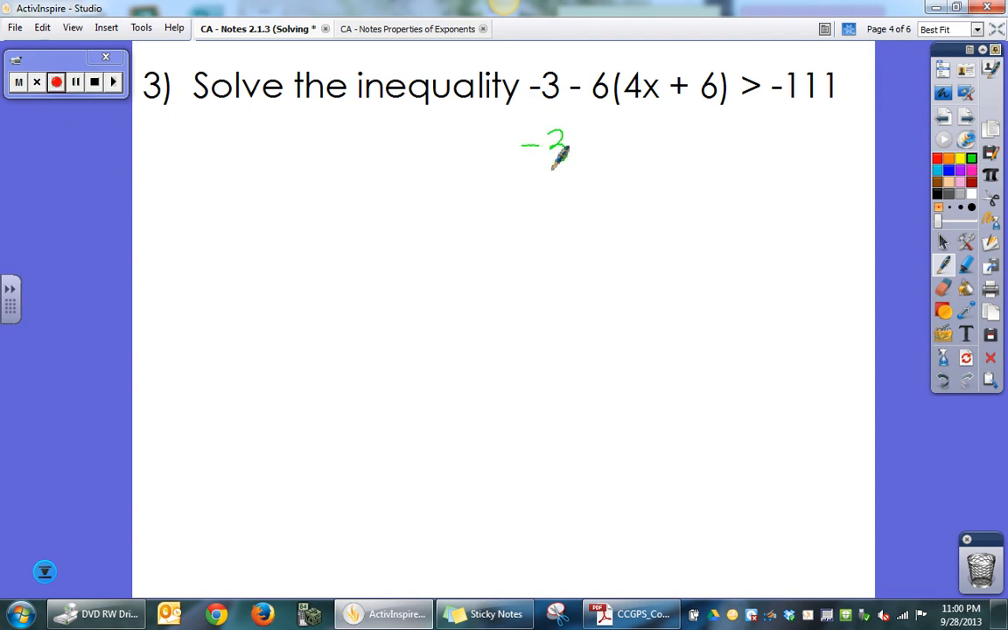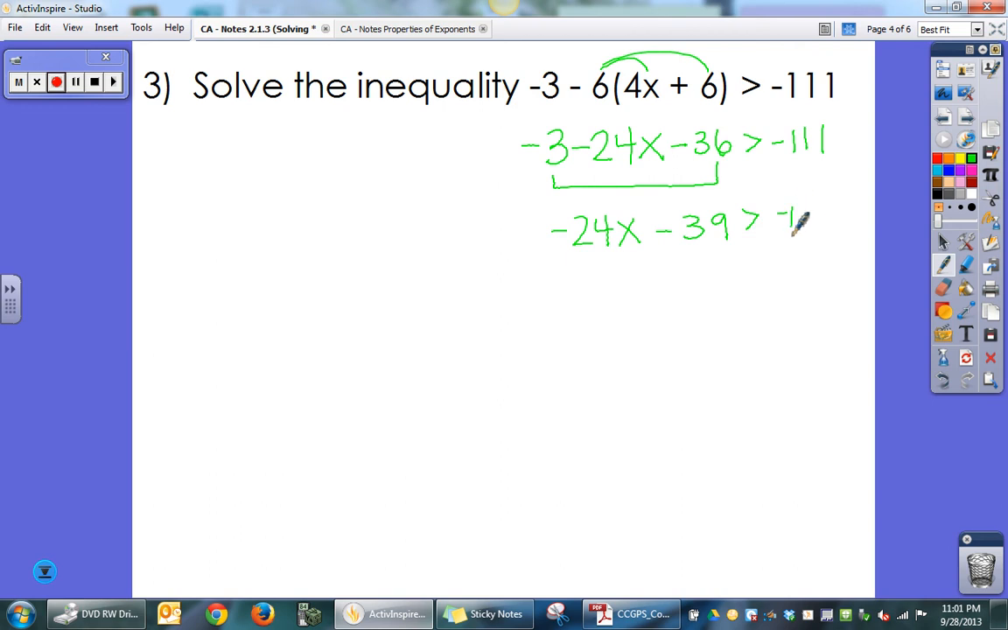Here I'm going to simplify first by distributing my negative 6, so I get negative 24x minus 36 is greater than negative 111. I'm going to combine the like terms, so I've got negative 24x minus 39 is greater than negative 111. Now remember, these are on the same side of the inequality, so that means that I just combined negative 3 and negative 36. I didn't add it to both sides like I would if they were on opposite sides.